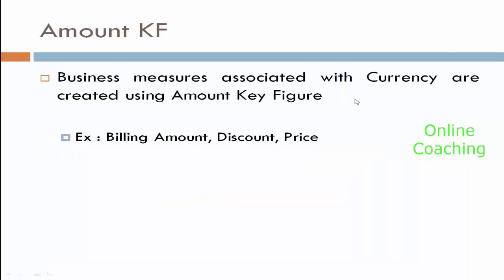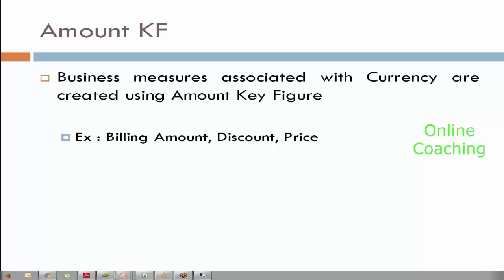Amount key figure: whenever any measures are associated with a currency, they are created using this key figure. For example, you purchase anything in India, you have to pay some amount. You're going to pay that amount in a currency called Indian rupees. So if you want to load that particular amount value, we need to create a key figure called amount key figure. For example, billing amount, discount, price.